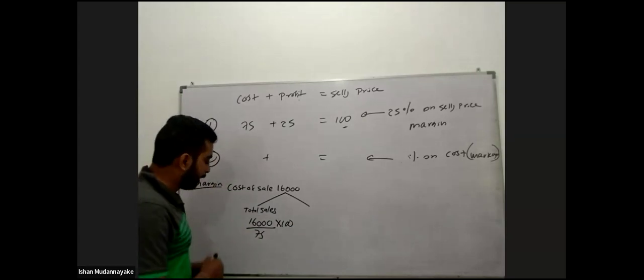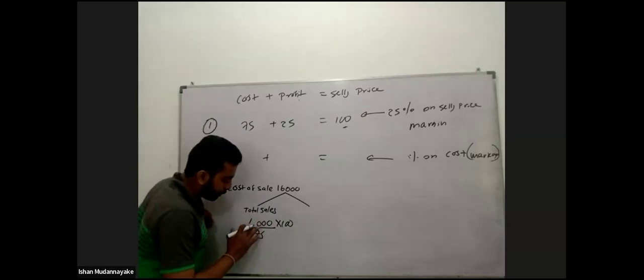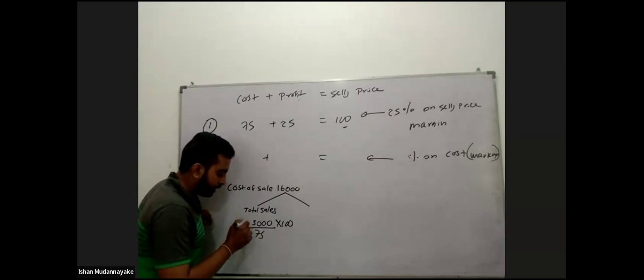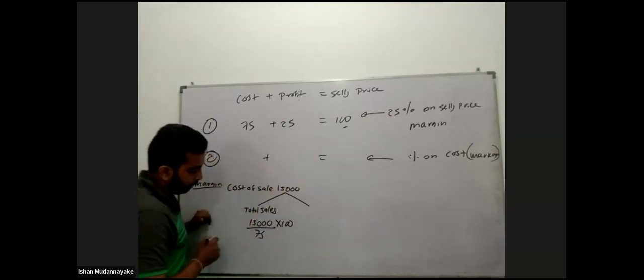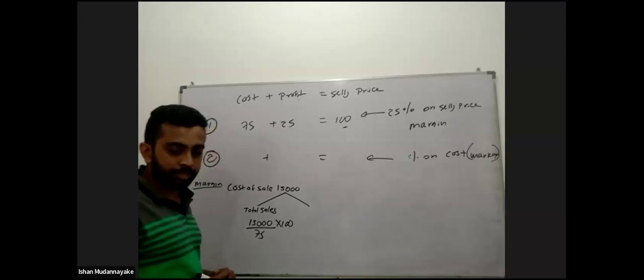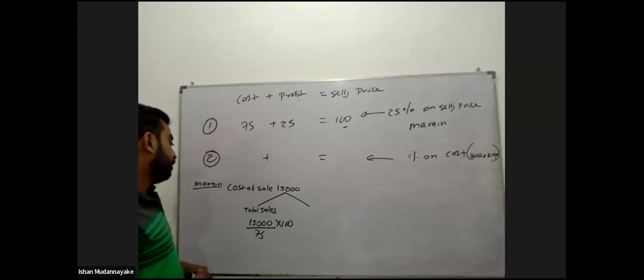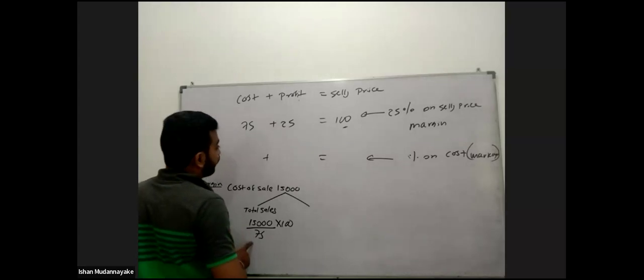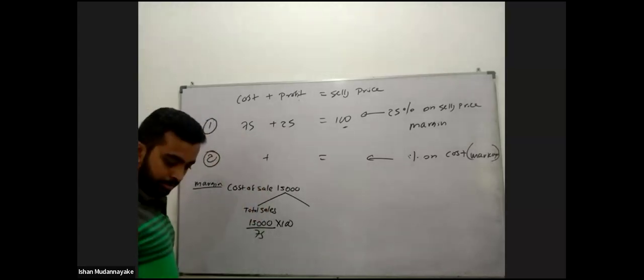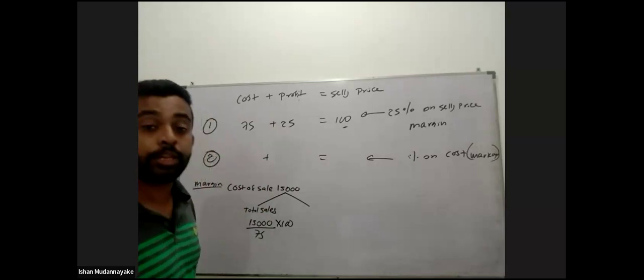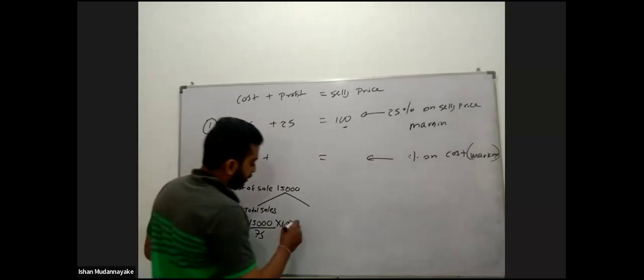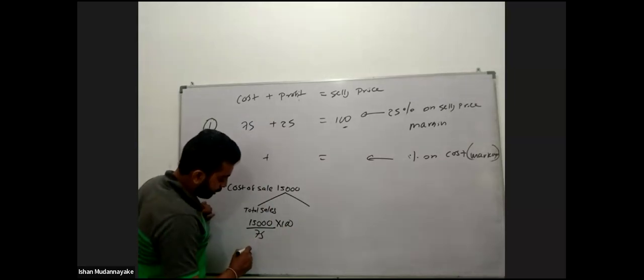Now we will write it as 15,000. Here cost of sales is 15,000, and you will calculate total sales. Cost of sales 15,000 divided by 75, multiplied by 100. How much? Yes, 20,000. Correct. Sales of the business organization are 20,000.